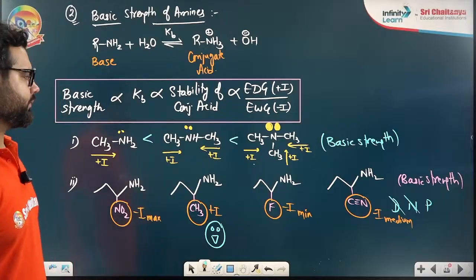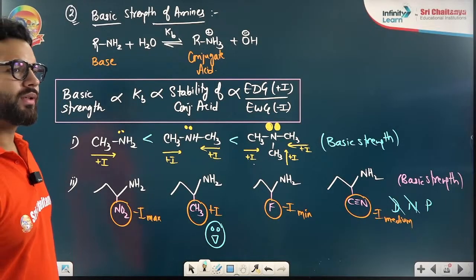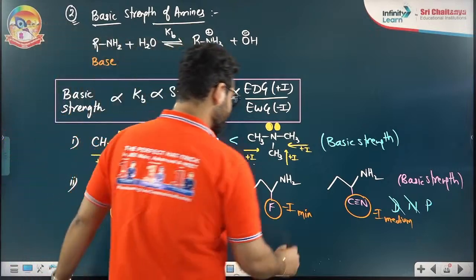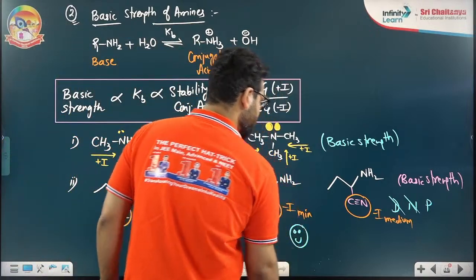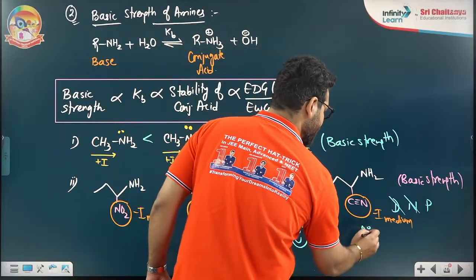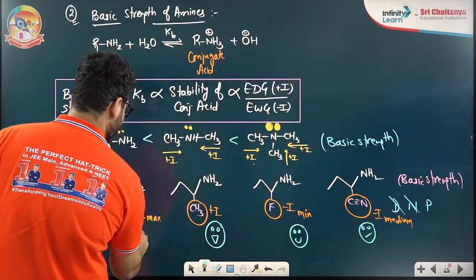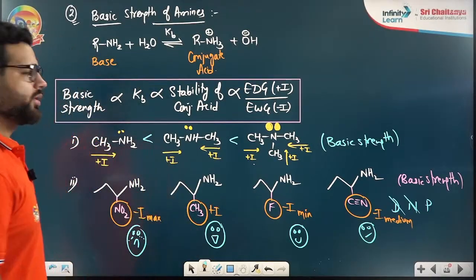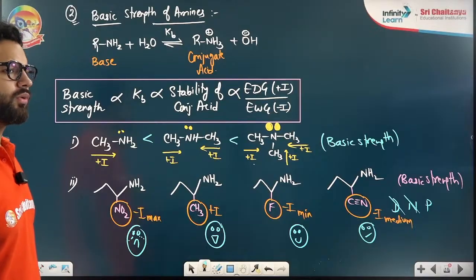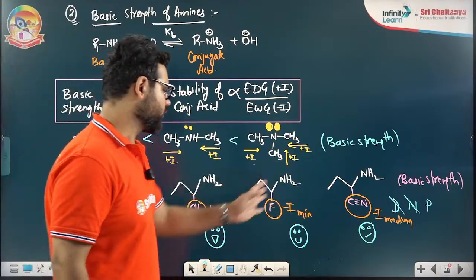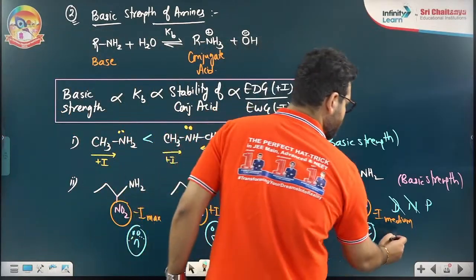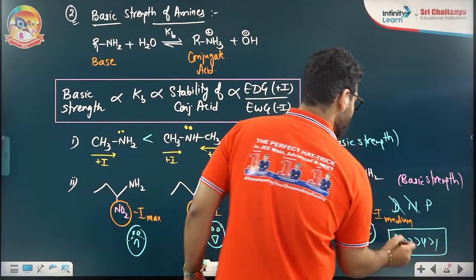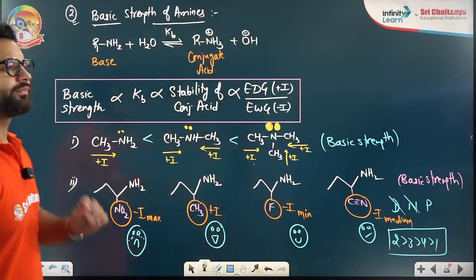So the only good base is this one here. 2 is the best, with the minimum minus I. Yes, 3 is also good. Then medium minus I, this is bad. And the first one, with maximum minus I, will make it a very, very bad base. So yes, you have written correctly. Very good. 2, 3, 4, 1 is the order.